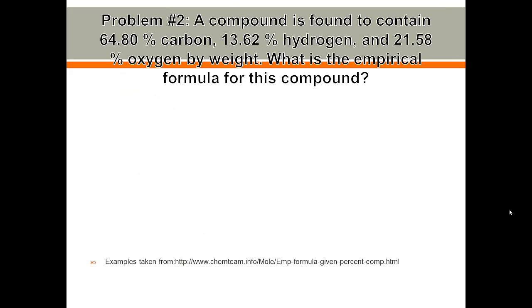I'd like you to try this one, so I'm going to let you pause the video. I'll put the answer up in a minute. It says a compound is found to contain 64.80% carbon, 13.62% hydrogen, and 21.58% oxygen by weight. What is the empirical formula for this compound? So pause this and try doing that. If you can't remember how, go back to the previous problem, look at the steps there, and I'll put the answer up in a second.